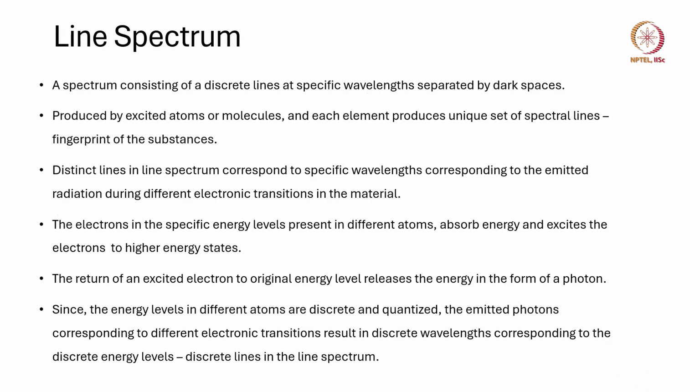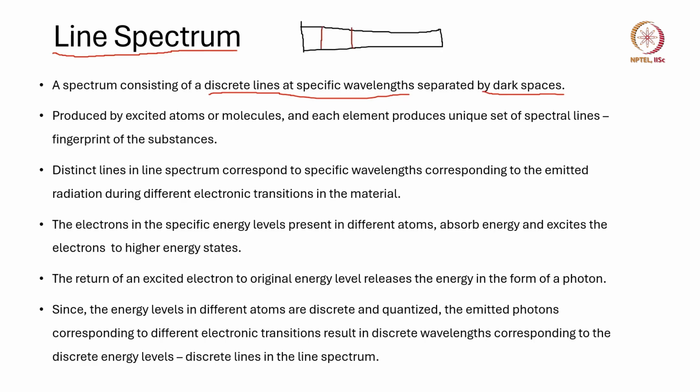So far, we have discussed the continuous spectrum, which is formed due to the splitting of the white light using a prism, resulting in a continuous band of different wavelengths corresponding to different colors. However, there is another type of spectrum called the line spectrum, which consists of discrete lines at specific wavelengths separated by dark bands, as shown here. Each of these different lines in the line spectrum corresponds to a different energy, a different lambda.